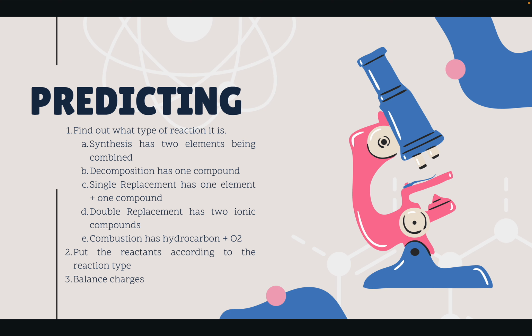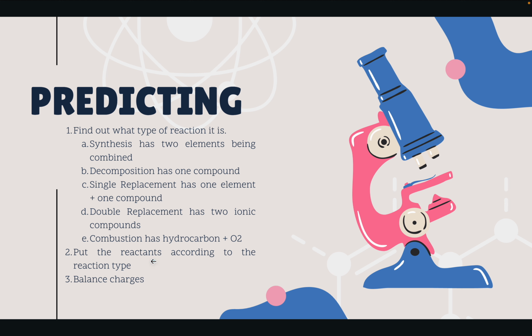Now predicting, what if one side of the reaction is totally not given to you whatsoever? So first you need to find the type of reaction. As I said before: synthesis, decomposition, single replacement, double replacement, and combustion. Synthesis is 2 elements that combine. Decomposition is only 1 compound on one side. Single replacement has 1 element and 1 compound. Double replacement has 2 ionic compounds. And combustion has just a hydrocarbon, which is C with some subscript, H with some subscript, plus O2 on one side, and then the other side will be H2O and CO2.